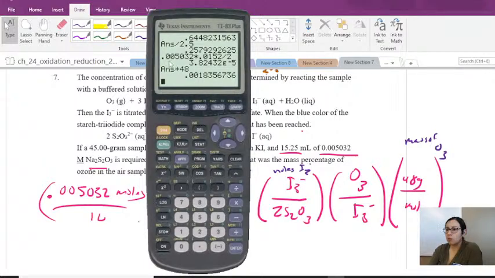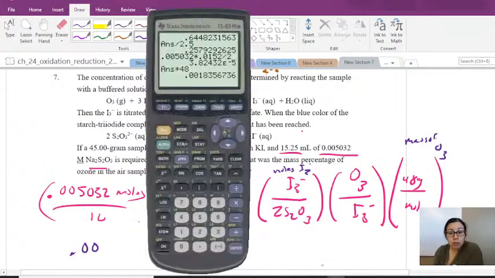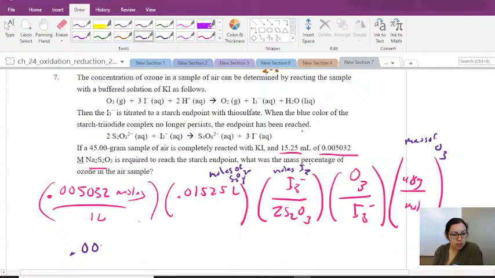So I got this for the grams. So I see some nods. So I'm just going to write this number down. 0.001836, I guess, grams of ozone.